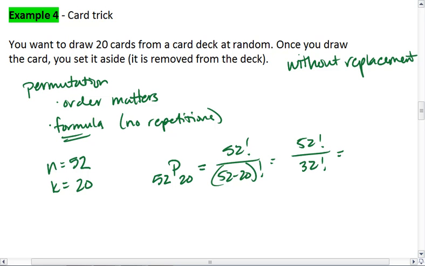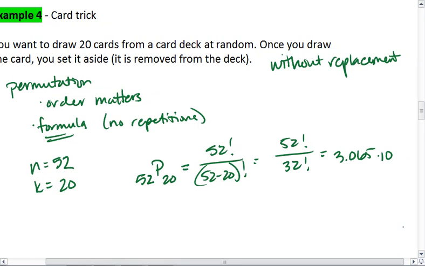This is going to be a lot easier to plug into your calculator, so we hit 52, go to the math button, scroll over to probability down to the factorial sign, then divide by 32, and again math button, scroll over to probability and down to the factorial sign. We get 3.065 times 10 to the 32nd.